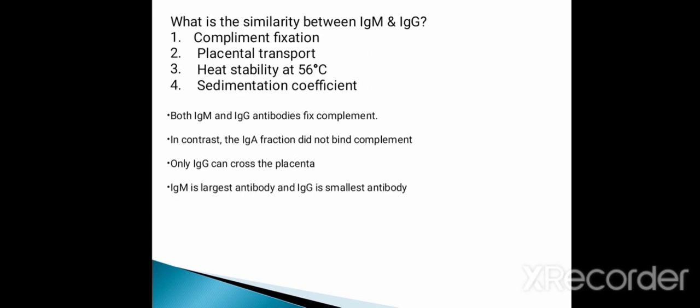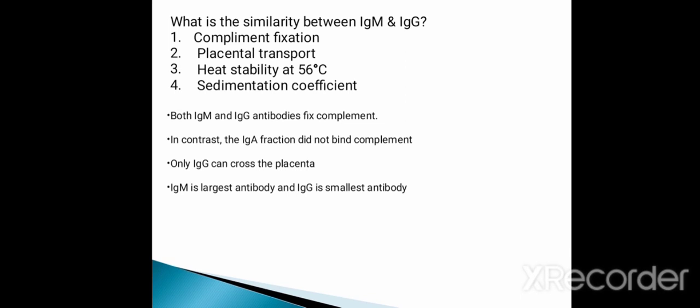Next question. What is the similarity between IgM and IgG? Option 1 complement fixation, option 2 placental transport, option 3 heat stability at 56 degrees centigrade. Option 4 is sedimentation coefficient. As you know, both IgM and IgG antibodies fix complement, but IgM is better in fixation of complement than IgG.